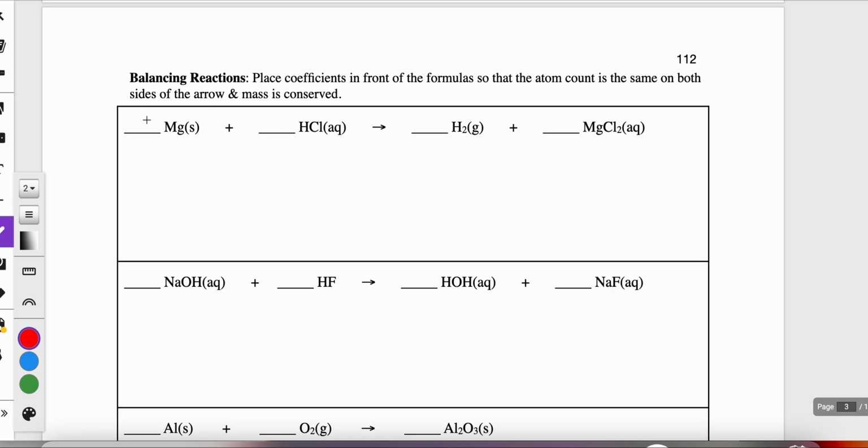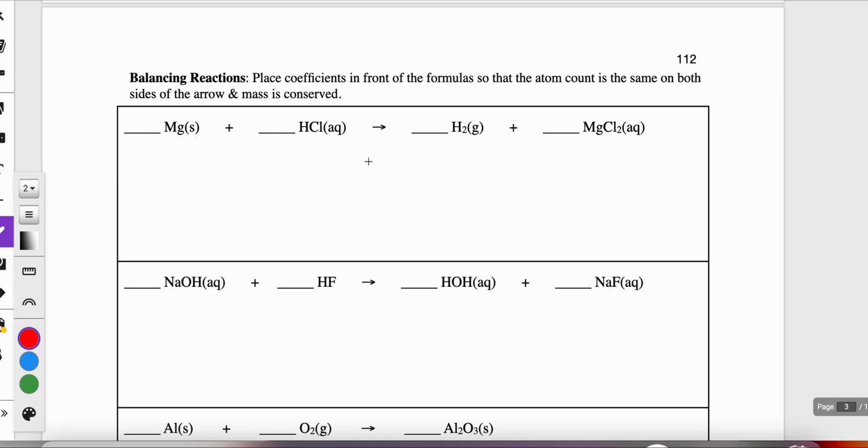Our job is to figure out what coefficients, the big numbers, we place out in front of each of these chemical formulas so that our atom count and type on the left matches the atom type and count on the right. So the first time I go through this, I write it out so that you see the mental picture of what you need to be able to do. With a little practice, you start seeing it, and it becomes easier and easier each time you practice this.